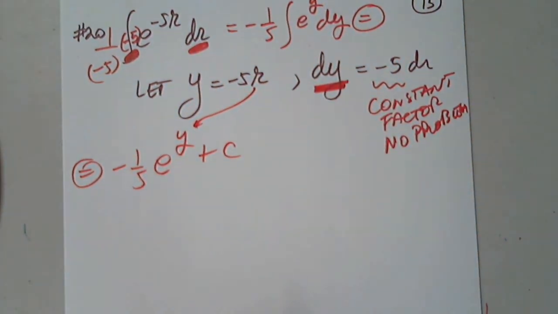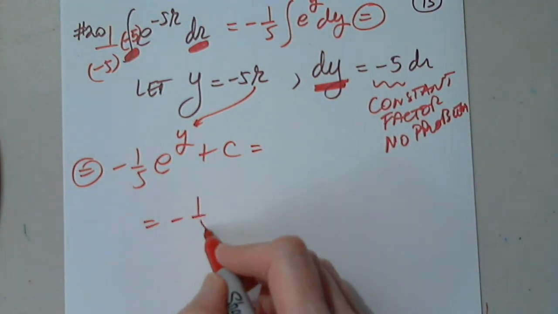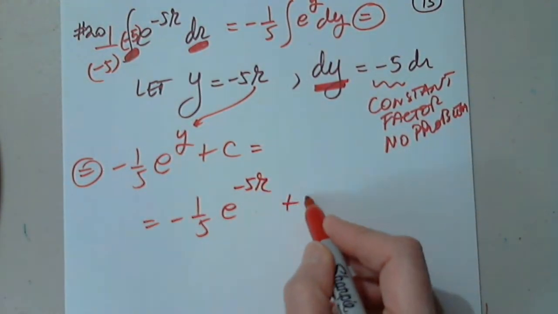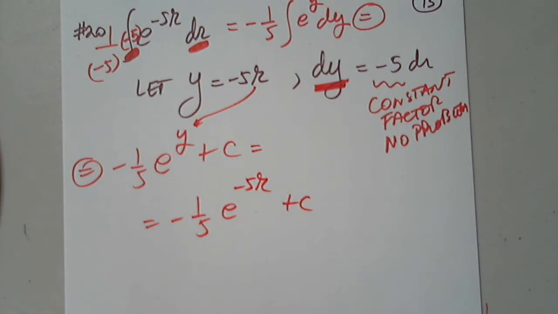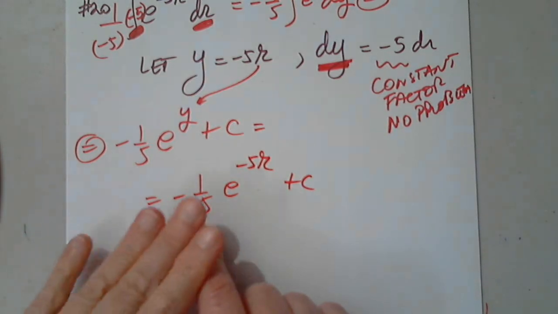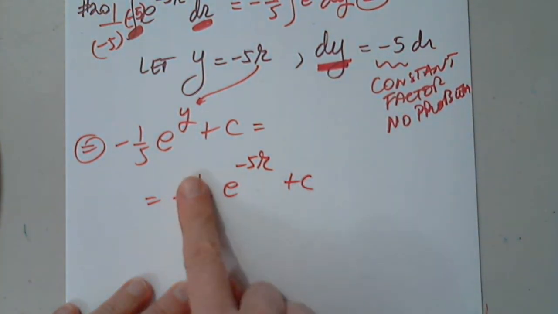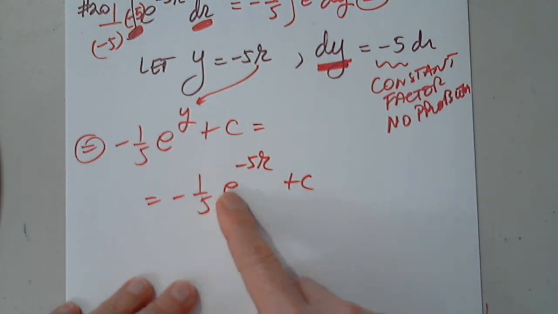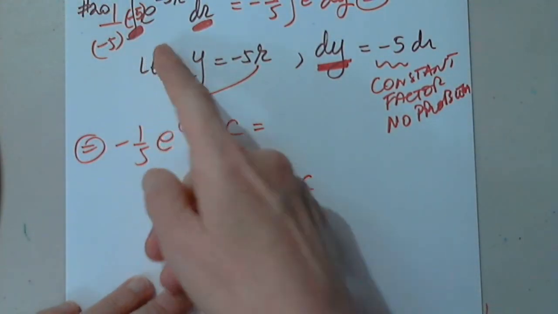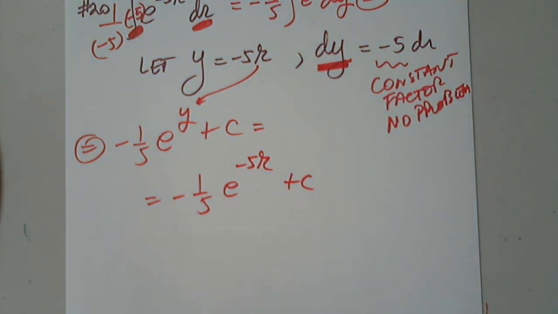All I have to do is just plug it back in. And you can say, I don't believe this. Very easy. Let's differentiate. -1/5 e to -5r prime will be -5, which will eliminate this, to e to -5r. And constant plus times constant prime is 0. Very good.